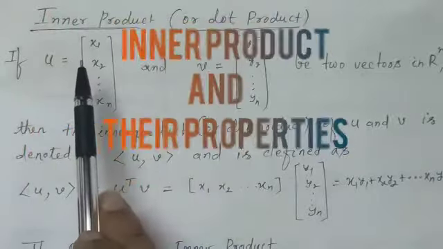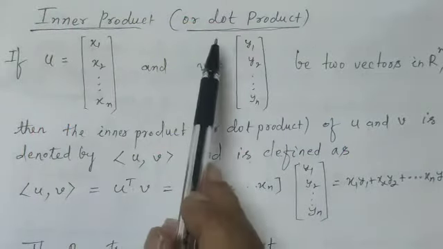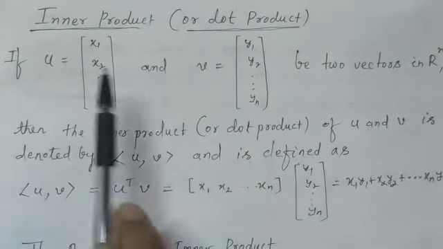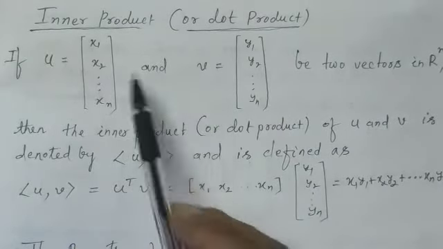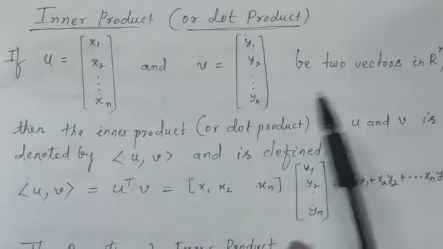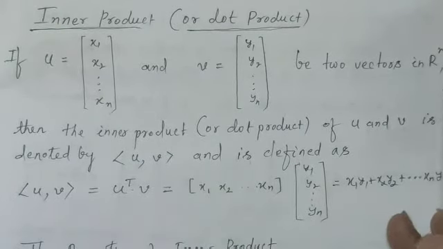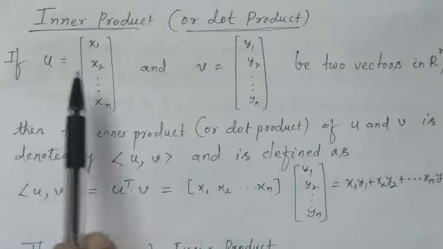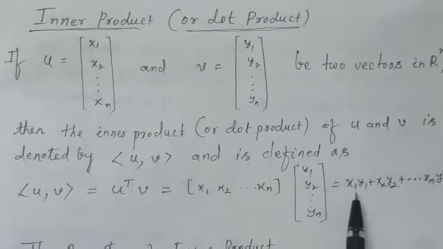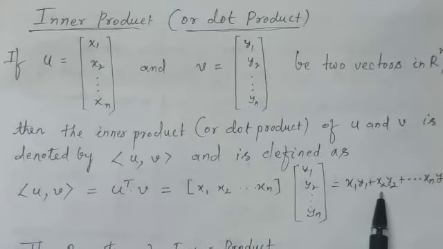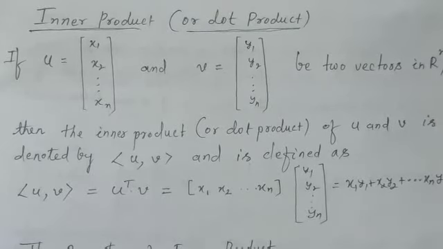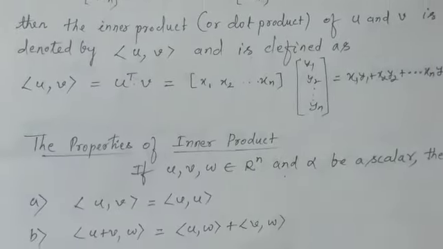In this class we discuss inner product or dot product. Both are the same. So the inner product of two vectors, if u and v are vectors with these components in R^n, then its inner product is u transpose into v. That means the dot product of u and v is equal to x1 y1 plus x2 y2 plus etc. xn yn. Now we will move to some of the properties of the inner product.